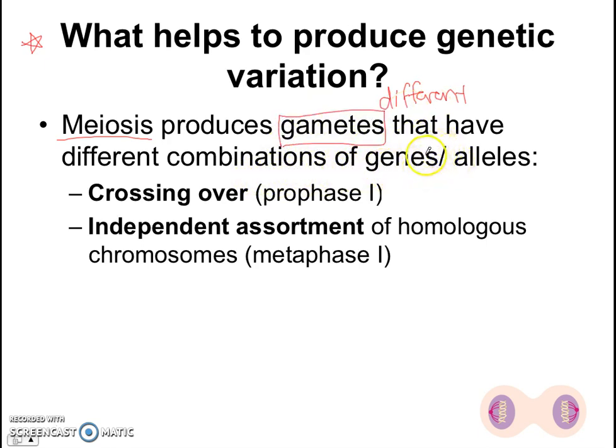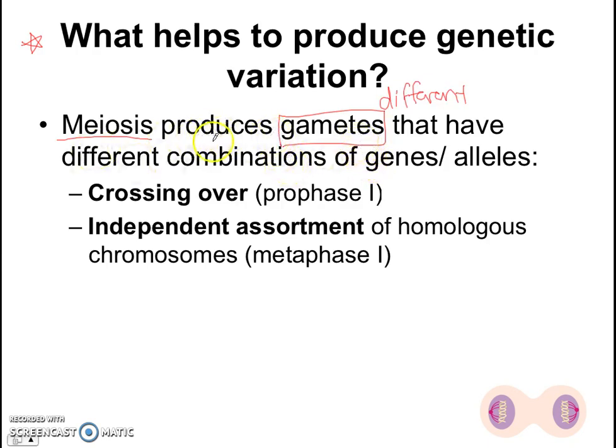So imagine the sperm or the eggs in a person. And imagine the sperm in me, for example. Imagine if all my sperm, all my gametes were genetically identical. Well, if all my gametes were genetically identical, then all my offspring would be identical. I wouldn't have any variation. But that's not the case because all of my sperm, all of my gametes are different. They all contain different combinations of genes and different combinations of alleles. And that's why my offspring are different.